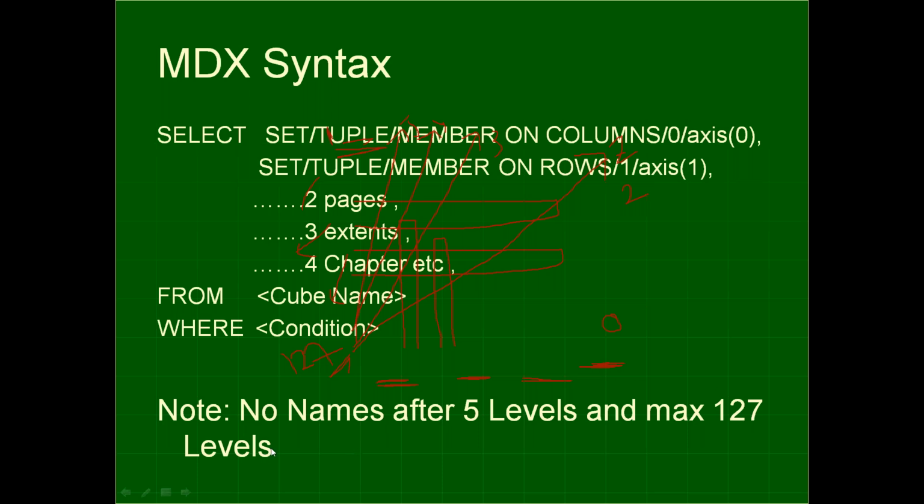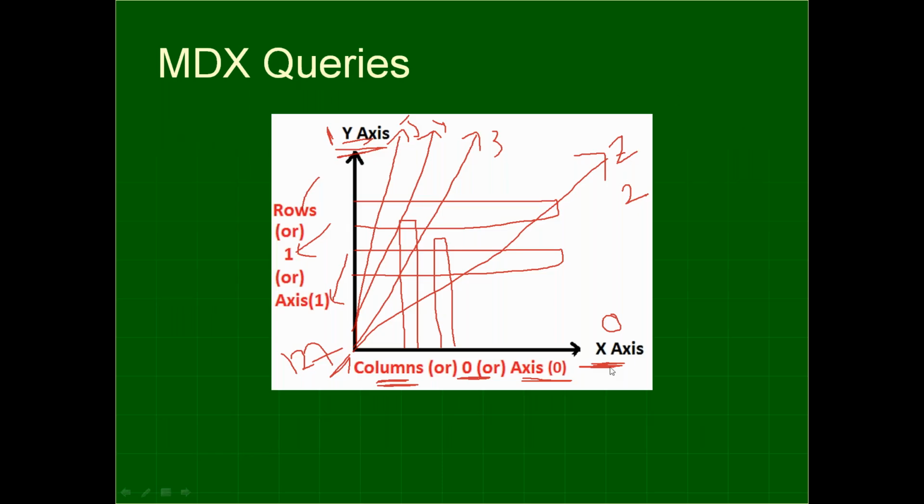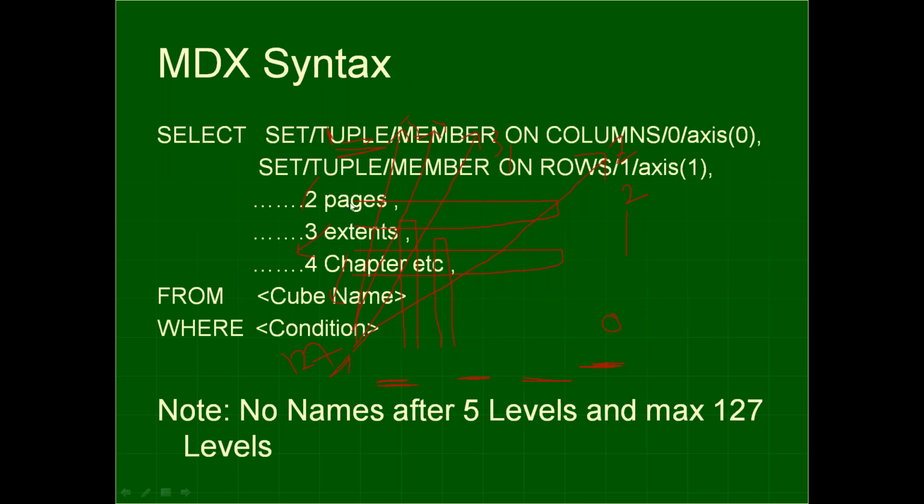We can have x-axis, y-axis, z-axis, and so on, and there is a name for each. 0 is called a column, 1 is called a row, and the second axis is called a page, and then extent. Clear? So this is a column, this is a row, and there is a beautiful name given. This is a chapter, and this is a book, and so on. Clear? Different names are available. So second is page, extent, chapter. Then after 5 there are no names available.